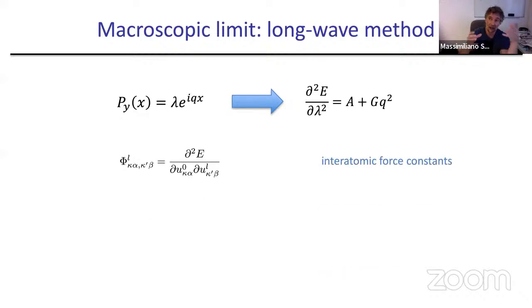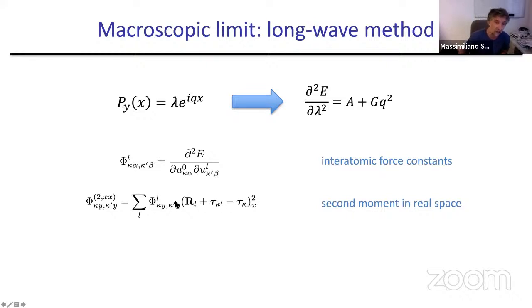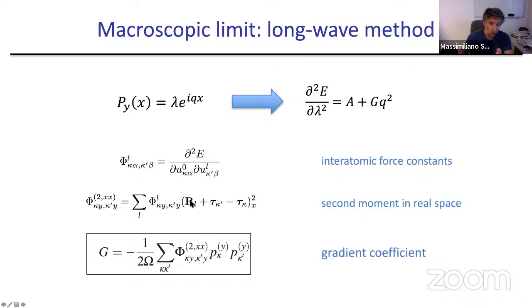And by doing what we usually do in first principles theory, so calculating the interatomic force constants, it turns out that what we have to do with this very basic ingredient is just to calculate the second moment in real space by multiplying the force constants times the difference of the positions of the two atoms and doing a lattice sum. And then what we have, this phi2, we project the result onto the polar mode, onto the polar distortion that I defined in the previous slide. And this defines the gradient coefficient G.